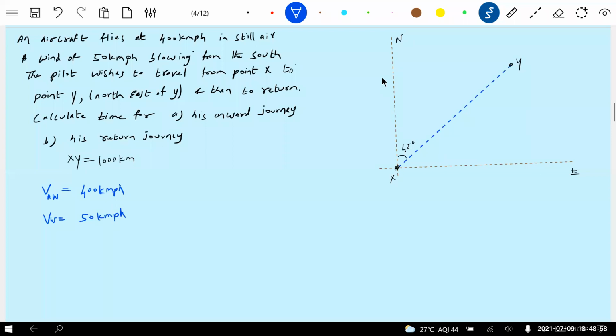50 kilometer per hour. Now, the wind is blowing in this direction, from south, meaning along north. This is the velocity of wind. Okay, let's do one thing. Here, let's make a rough diagram. Whether we are right or wrong, it will help us.